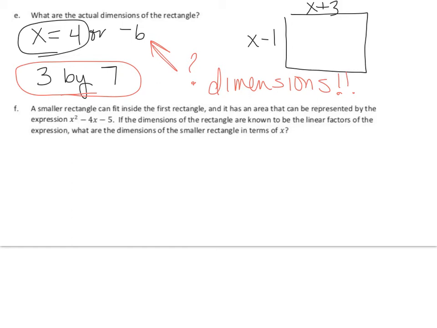All right, a smaller rectangle can fit inside the first rectangle, and it has an area that can be represented by this quadratic. If the dimensions of the rectangle are known to be the linear factors of the expression, what are the dimensions of the smaller rectangle in terms of x? This is another way to figure out the binomials. Linear means that we have x to the first power.